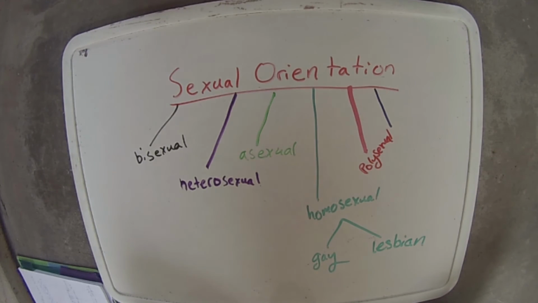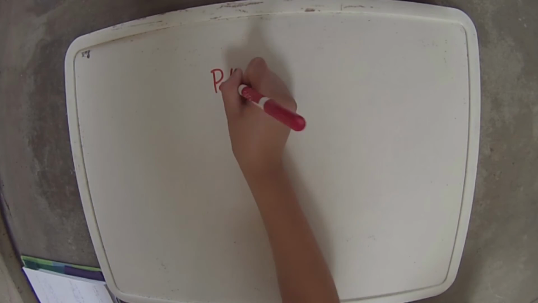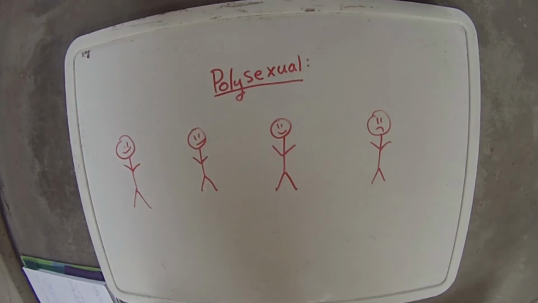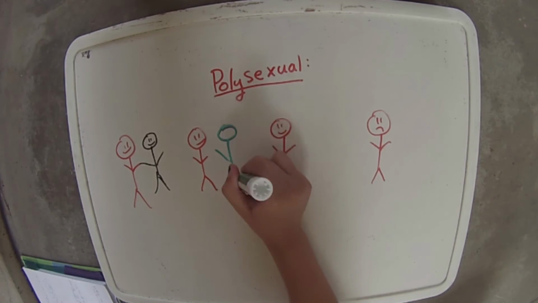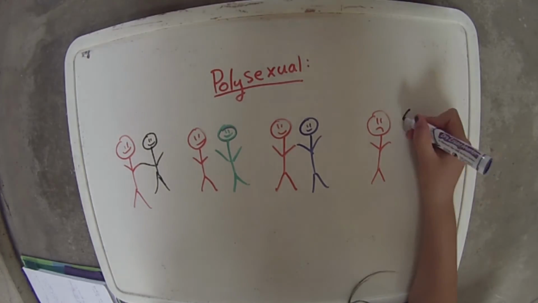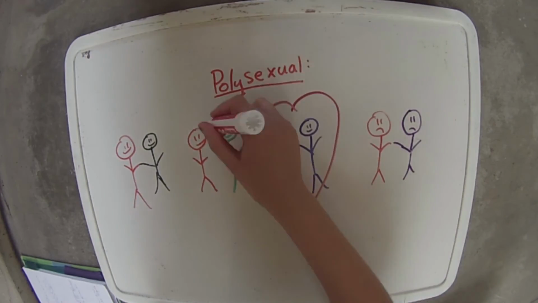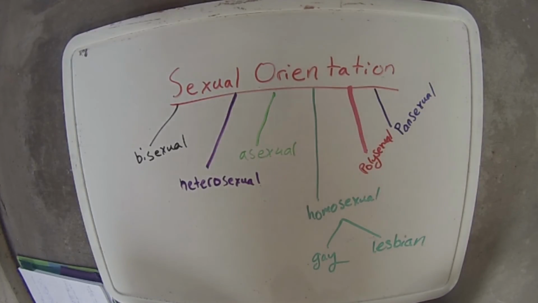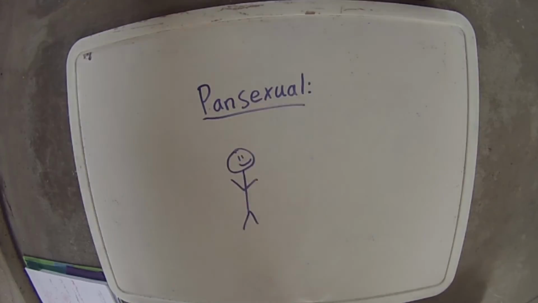It doesn't matter. However, when you add more genders, you get polysexual. Polysexuals are attracted to more than two genders, but not quite all of the genders. For example, you can like boys, genderless, and gender fluid, but not girls. The genders that you are or are not attracted to doesn't matter in order to be a polysexual. The last sexual orientation I'm covering today is pansexual. People who are pansexual are attracted to all genders.